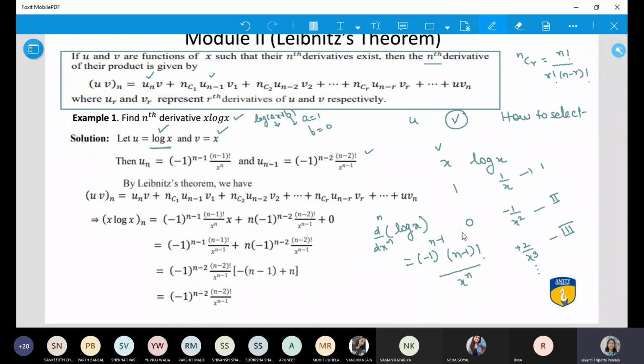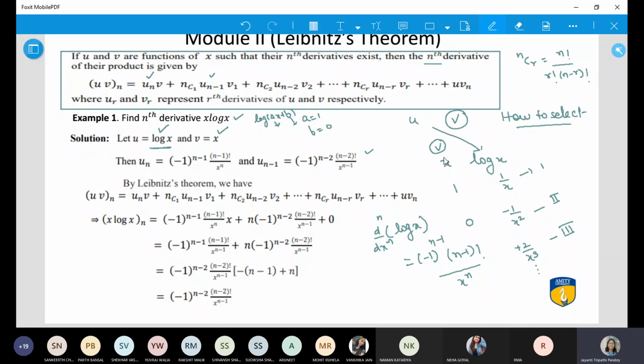Ask if anything is not clear. Okay? Ma'am, why do we have to take the reverse, x log x? Where is the reverse? Firstly, there is x, and then after that log x. But we took u equal to log x and v equal to x. That's what I have explained, Rama, when I was telling you how to select. Why are we selecting v as x and why have we selected u as log x?